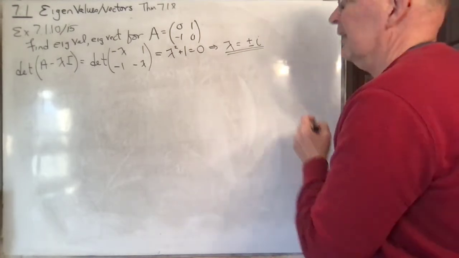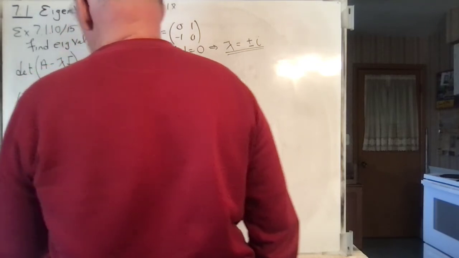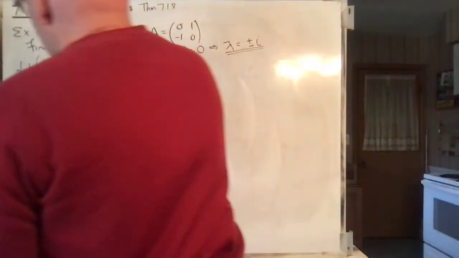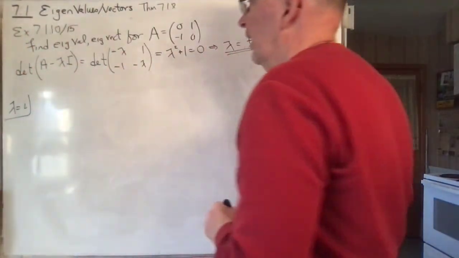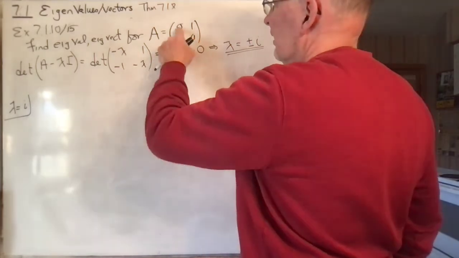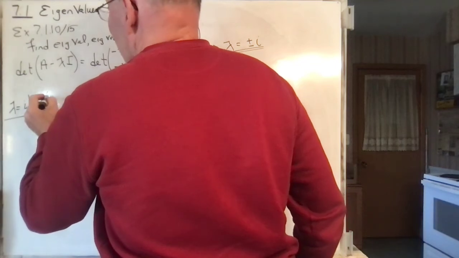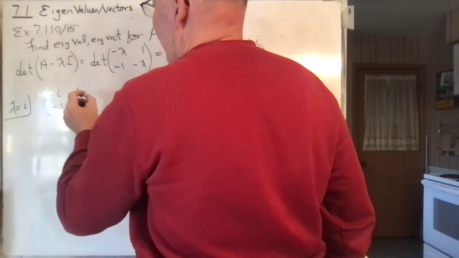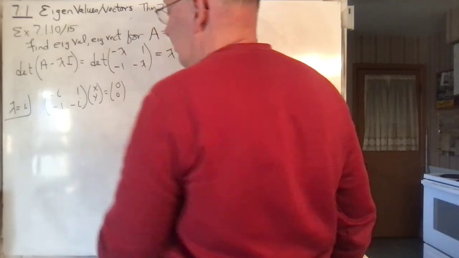Now let's find the eigenvectors. So how do we do it? Let's be careful here. We're going to start with lambda equal i. That's the one we're looking at. We take this matrix and we subtract lambdas down the diagonal, just like it says here. So it's going to be -i, 1, -1, -i, times (x, y) is equal to (0, 0).